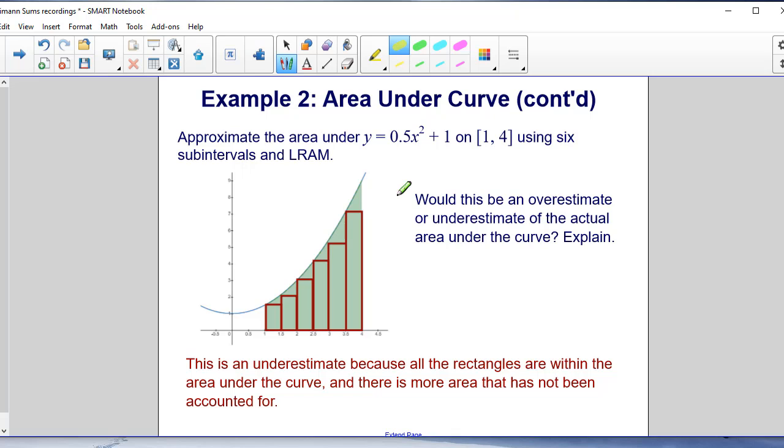This raises the question, would this be an overestimate or an underestimate of the actual area under the curve? Explain. Well, this would be an underestimate because all the rectangles are within the area under the curve, and there's more area that has not been accounted for. So if we look up here, we see a little region above each rectangle that is unaccounted for. Therefore, the area of each of these 6 rectangles would be less than the actual area, so it is an underestimate.